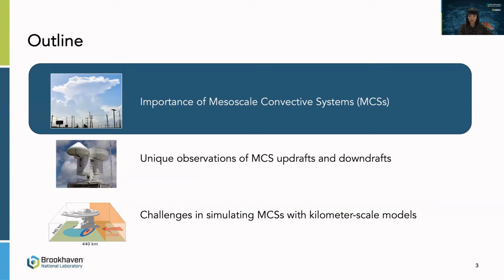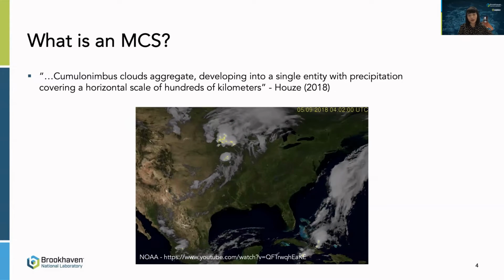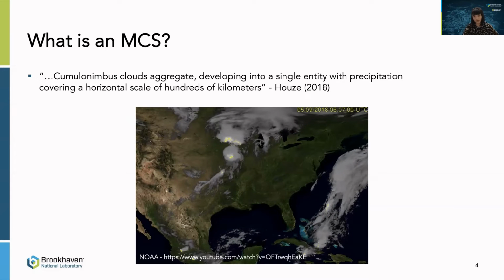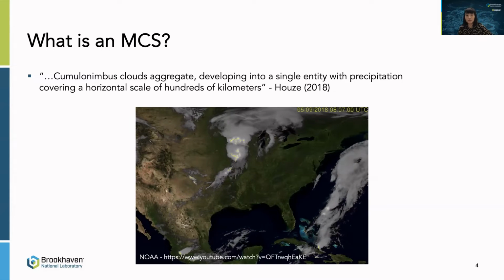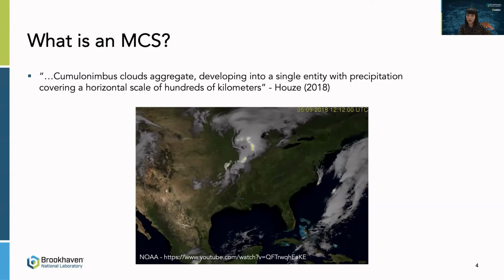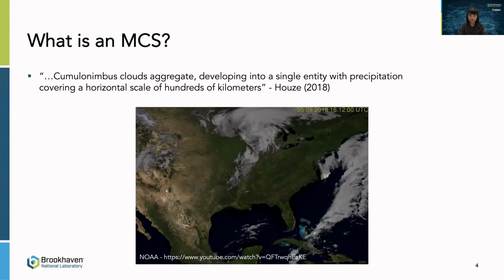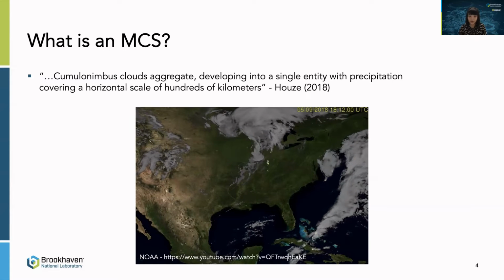So first, let me introduce MCSs and their importance. For those of you who are not that familiar with MCSs, you can think of them as individual cloud systems that aggregate and organize, developing into a single system. And they can produce precipitation covering a horizontal scale of hundreds of kilometers.